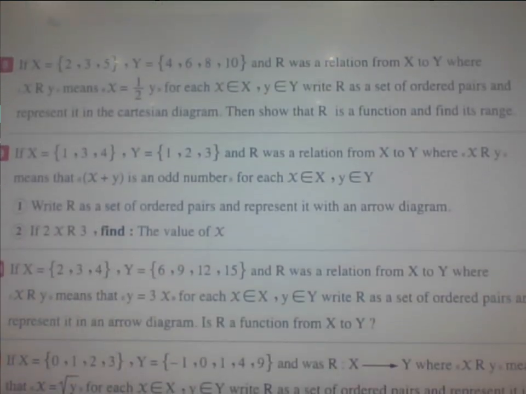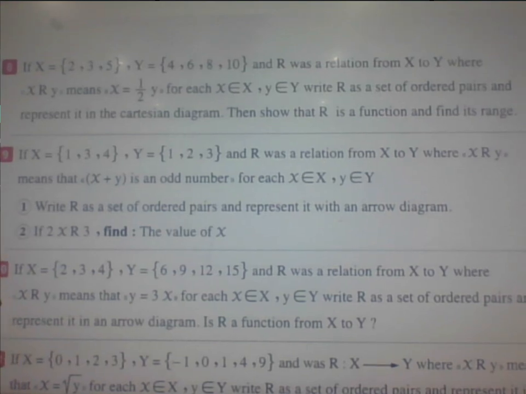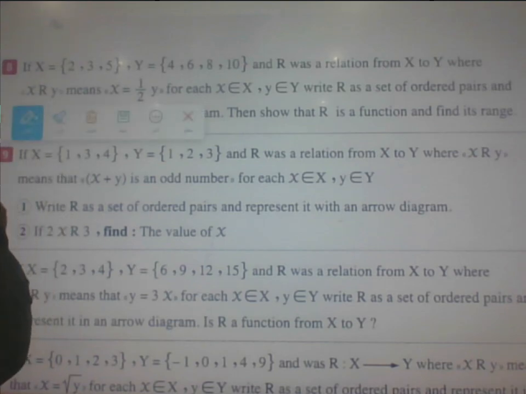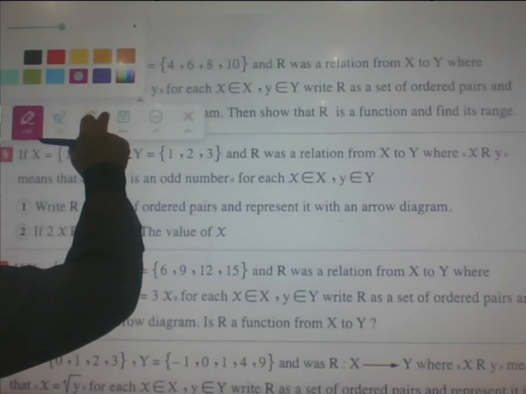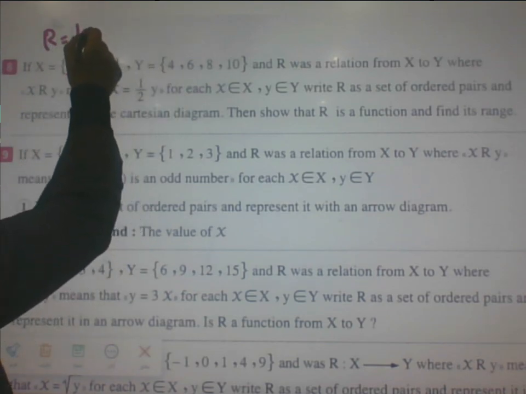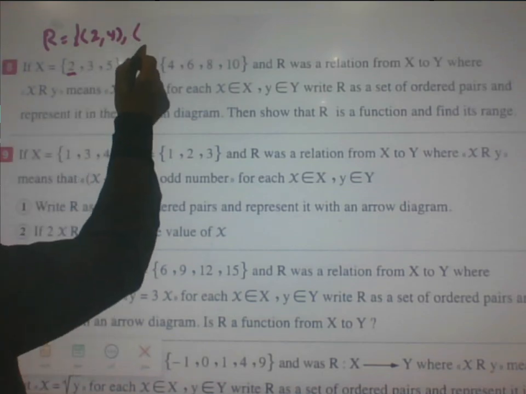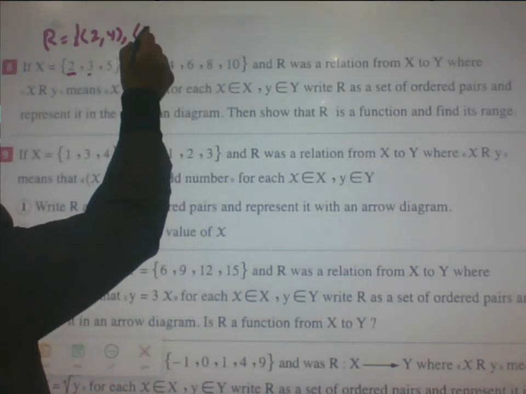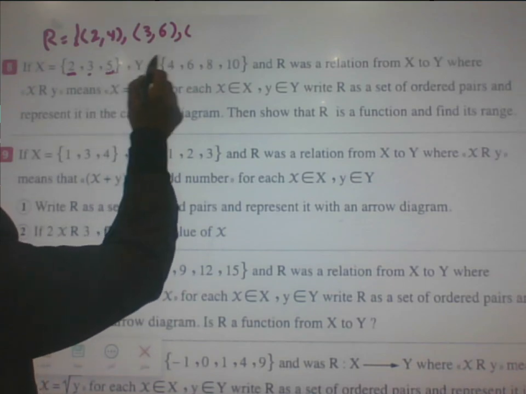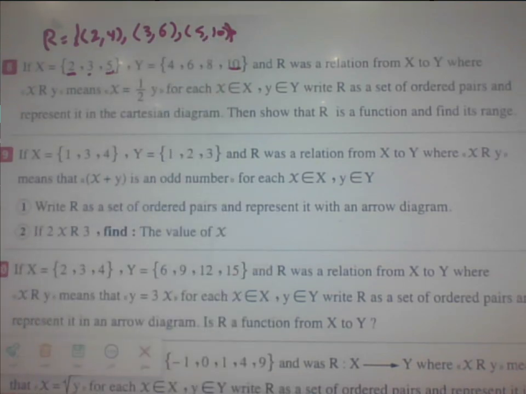Next question, number 8. Look at this question now. We want to find the relation between X and Y. X equals half of Y. Half of Y, like 2 is half of 4. Can you see it? Then the relation, we have 2 with 4, 2 half of 4. And we have 3 half of 6. And 5 half of 10. Okay? This relation, X half of Y.